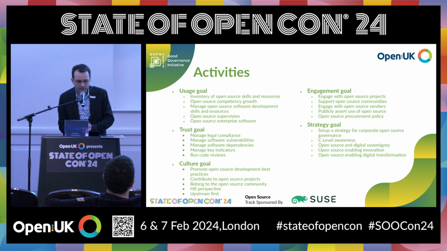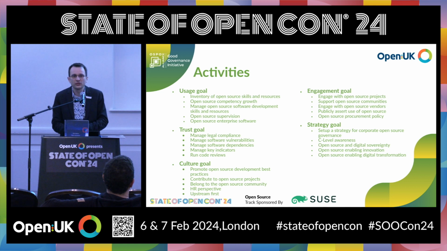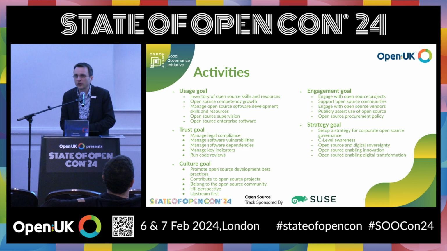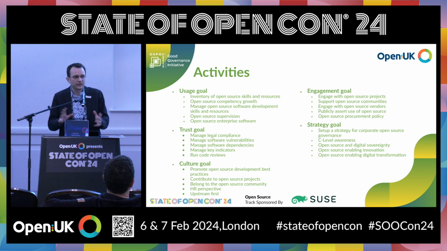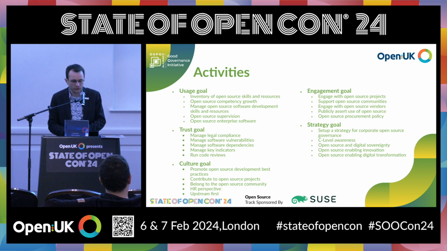The usage goal is where you can do an inventory of open source skills and resources, just what you have internally, what you do. Do you use community open source? Do you use open source enterprise software, like having a contract with a single vendor doing open source software, for example? And also on the HR section, which are your assets, your talents in open source inside your company. So kind of a mapping of what you are doing internally, how you use it, and maybe set up some basic rules on how to use open source.